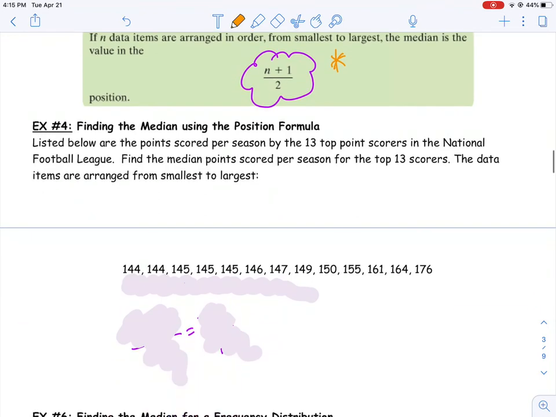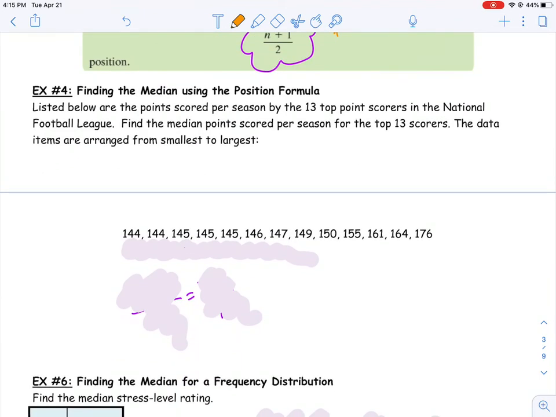Let me do an example 4 with you. It says here, listed below are the points scored per season by the 13 top point scorers in the National Football League. Find the median points scored per season for the top 13 scorers. The data items are arranged from smallest to largest. Oh, well there you go. They already put it in order for you.